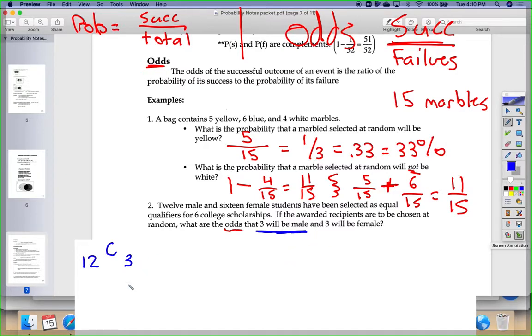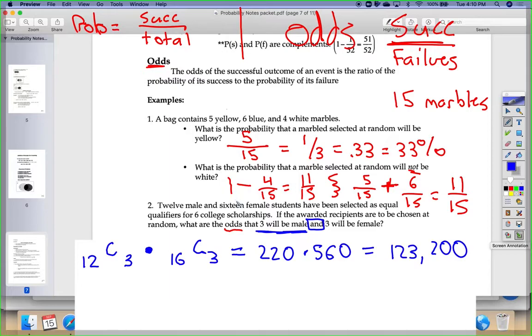3 need to be female. So I have 16 females. I need to choose a group of 3. In probability, we said, what does and mean? Basic counting principle said and said to multiply. We are building on the stuff from the first video. So my ways of choosing a success are 12C3 times 16C3, which is 220 times 560, which equals 123,200.